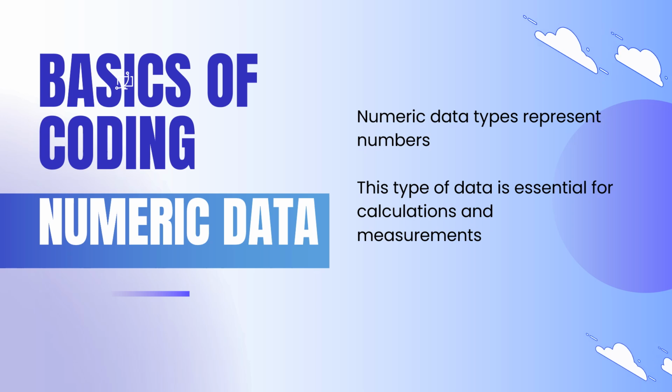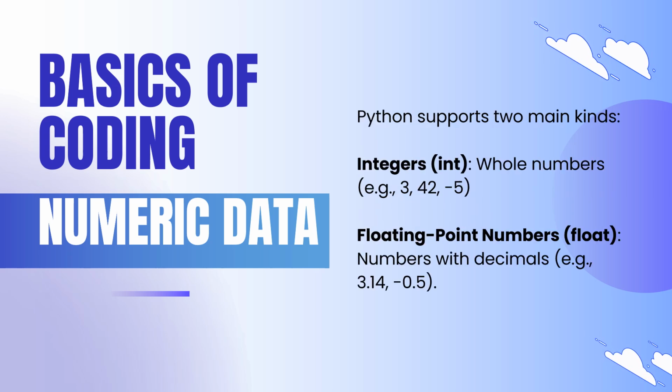Another data type is numeric data. Numeric data types represent numbers. This type of data is essential for calculations and measurements. In Python, we can use two types of numeric data. Integers, which are whole numbers, like 3 or 42 or -5. Then we also have floating point numbers. These are numbers with decimals. For example, 3.14 or -0.15.